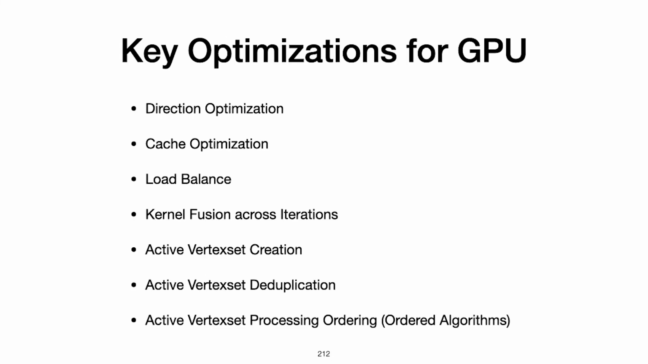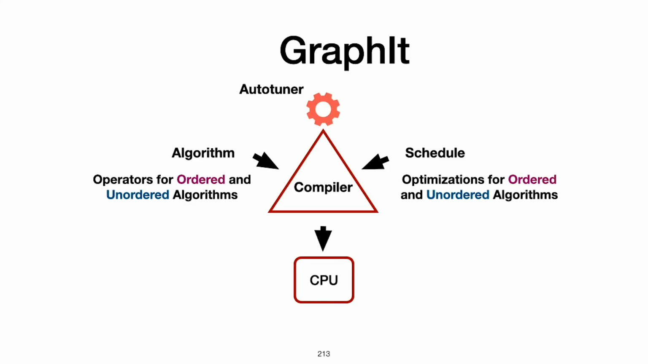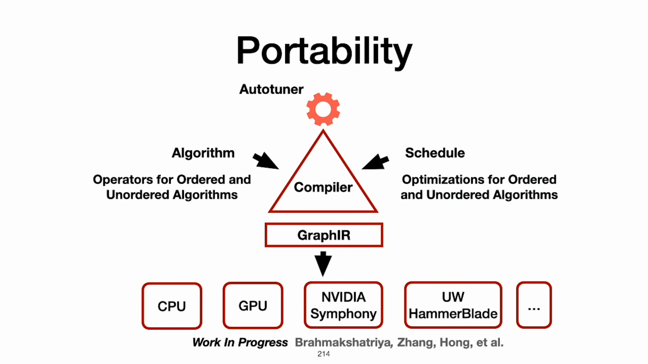In fact, we introduced a lot of additional optimizations for GPU, because for GPUs things like load balancing are really important. So now, GraphIt used to be: you provide the algorithm and schedule, and we also have an auto-tuner to find the schedule, and then you map to CPUs. But now with these extensions, we can go to CPU, GPU, and we are also looking at a lot of different domain-specific architectures to generate code for.